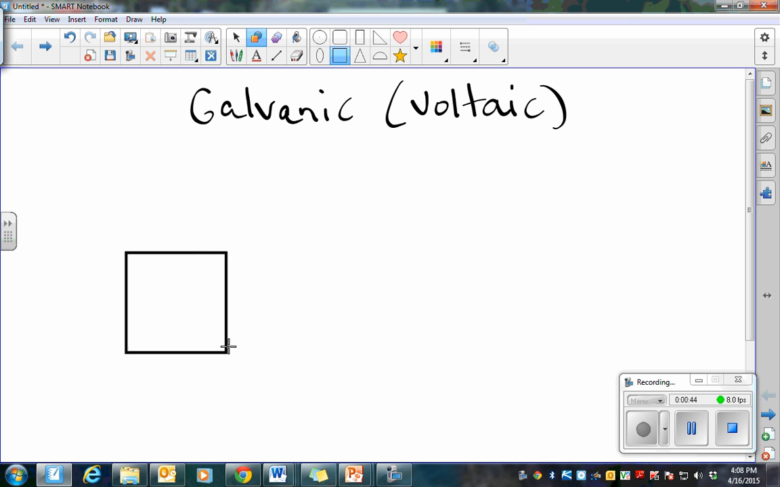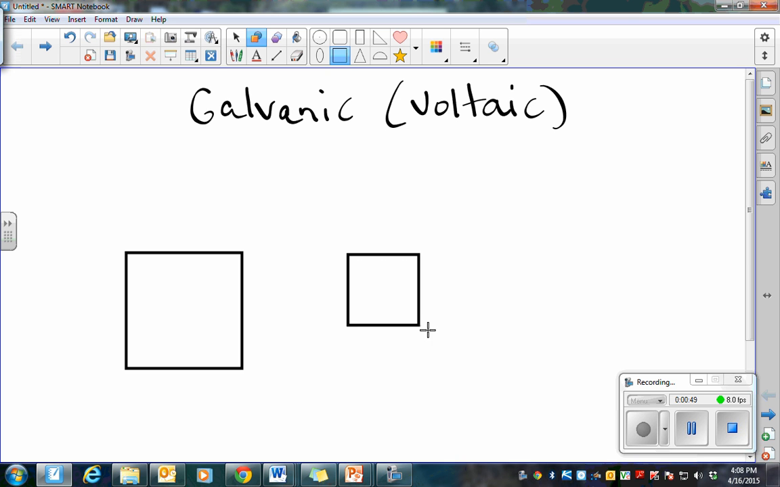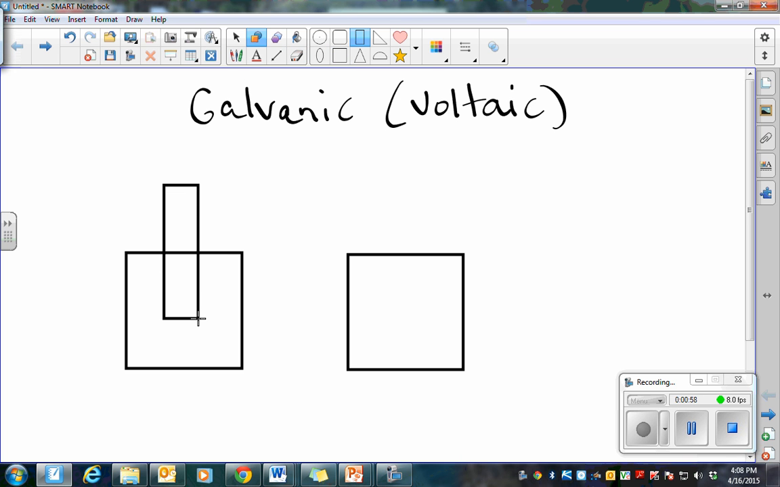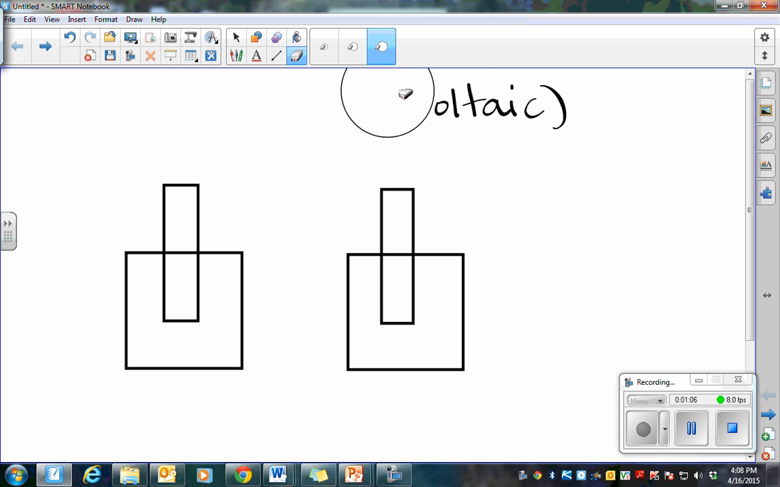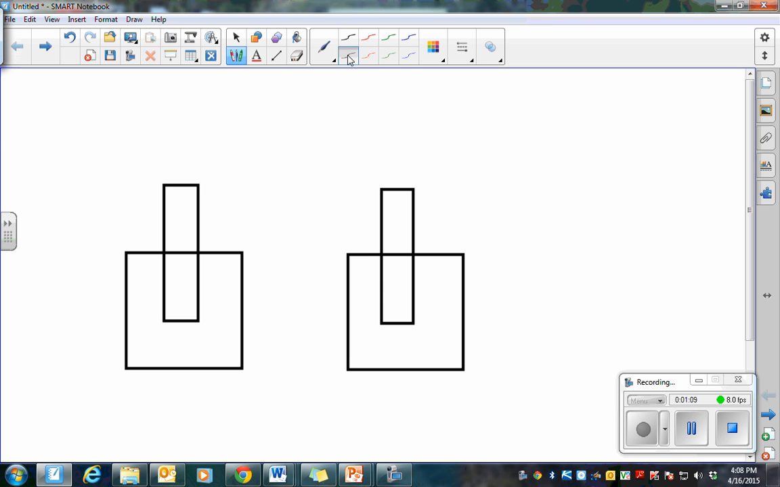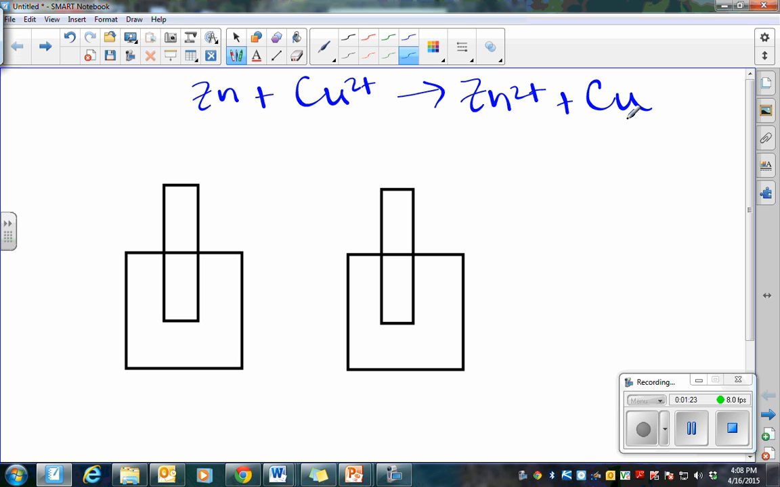So I've got one compartment over here for one half reaction, another compartment over here for another half reaction. Doesn't matter which one you put where. I am going to add each of my electrodes. All right, so if we use the example that we talked about in class, let's say we have zinc reacts with copper ion, producing zinc ion and copper solid.